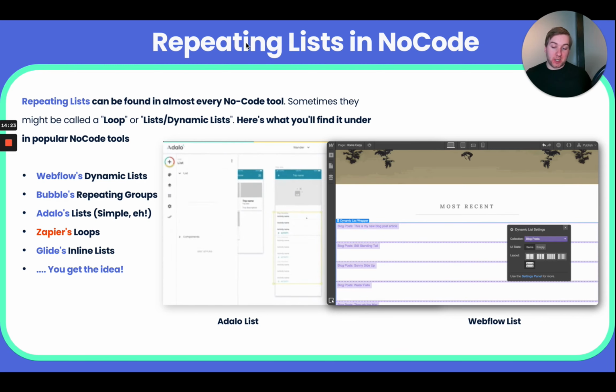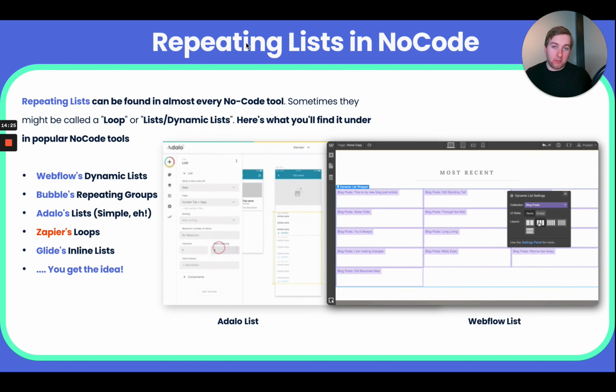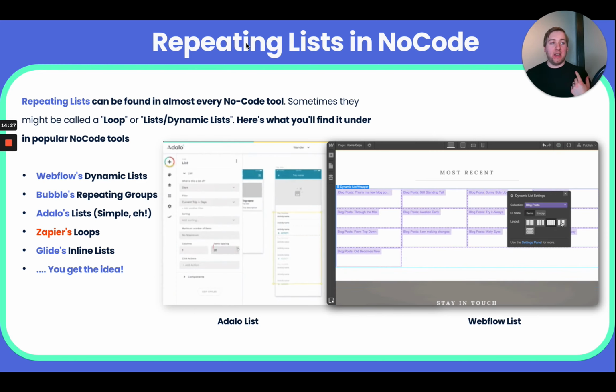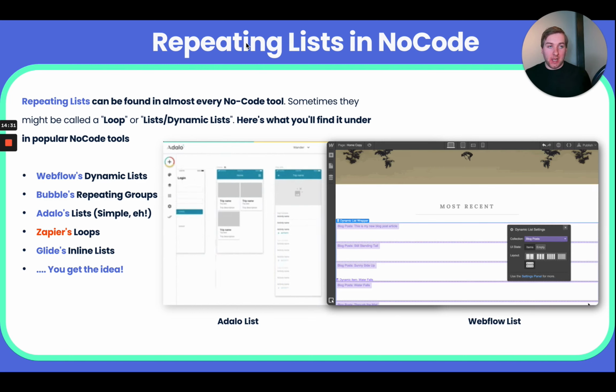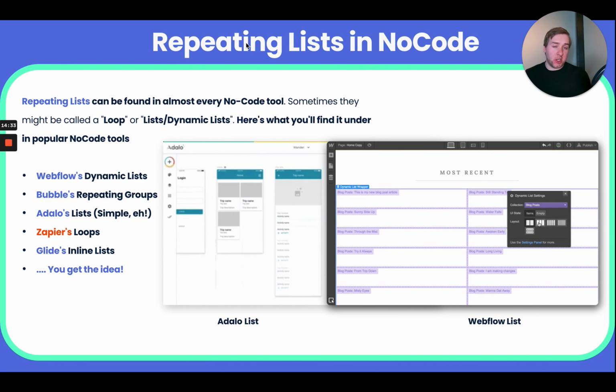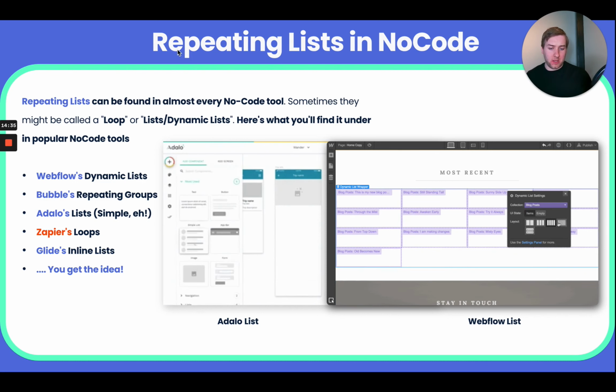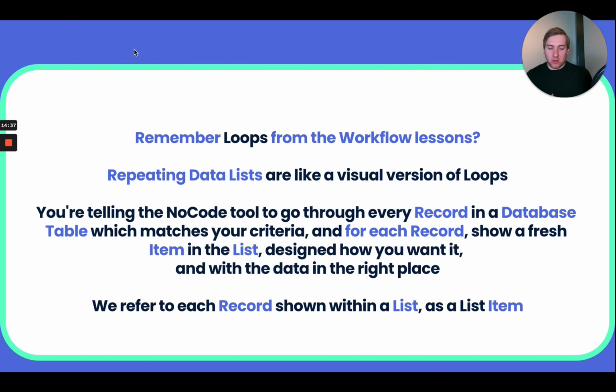Zapier calls it a loop because Zapier is fundamentally a workflow builder first and foremost. And when you really think about it, these loops are just a visual representation of the loops that we discussed in the workflow section. Now, let's march on a little bit. That's exactly what I'm saying. So yeah, these are just visual loops.